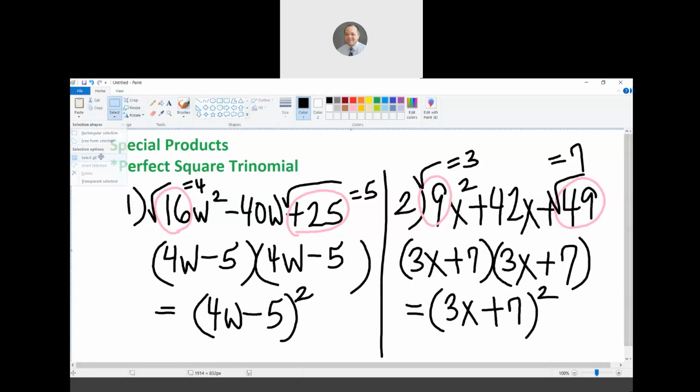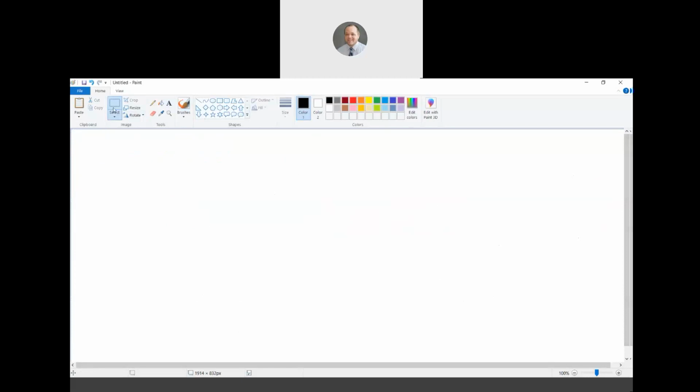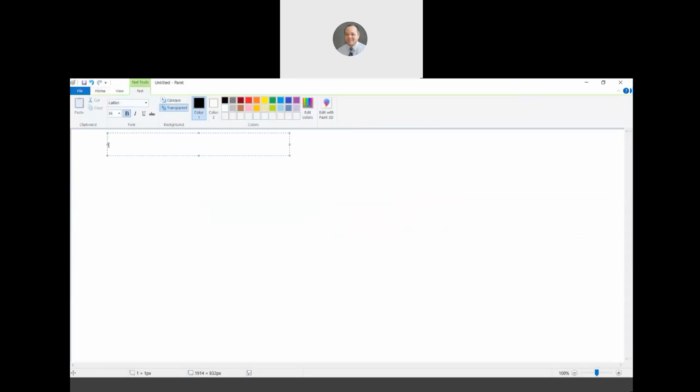Another special product is called a difference of 2 squares.